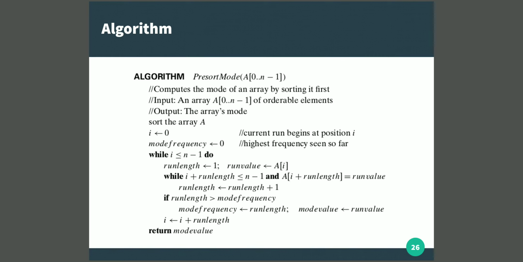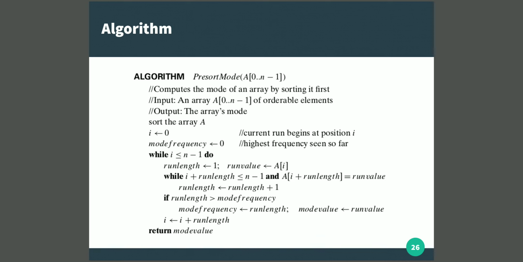Now what we do is, as long as i is less than n (i less than or equal to n minus 1 can also be read as i less than n), we initialize the run length to 1 and run value to a of i. So when the algorithm starts, the run length is set to 1 and the run value, the value that we are trying to find out if it is repeated or not, happens to be the first value, a of i or a of 0.